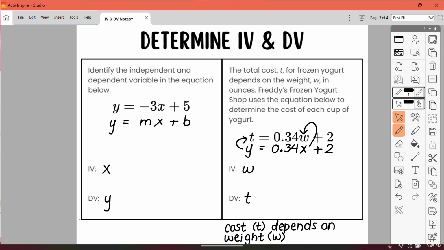Because if my frozen yogurt only weighs a little bit, then my cost is going to be lower. But if my frozen yogurt weighs a lot, then my cost is going to be higher. So since the cost depends on the weight, that's how I know that the cost is the dependent variable. But if you're given an equation, I would really just take it at that surface value, and you can check yourself using other methods, but don't get too hung up on any one thing.